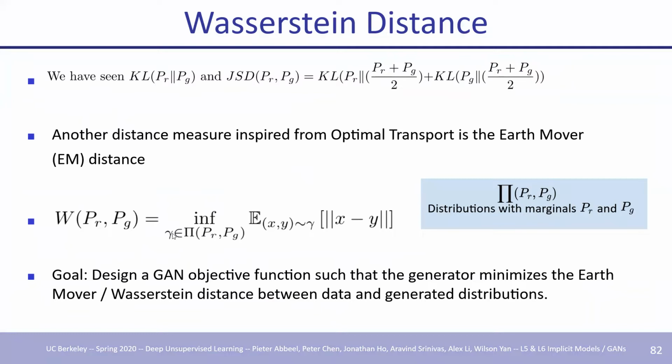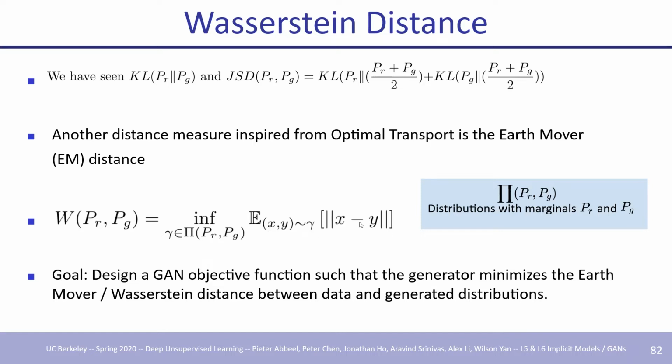For every small gamma in this big gamma, that is the two-dimensional distribution with the marginals PR and PG, and we want the expectation of the distances, and then it gives you the Wasserstein distance. What's going on is how much do you have to move to turn one into the other.